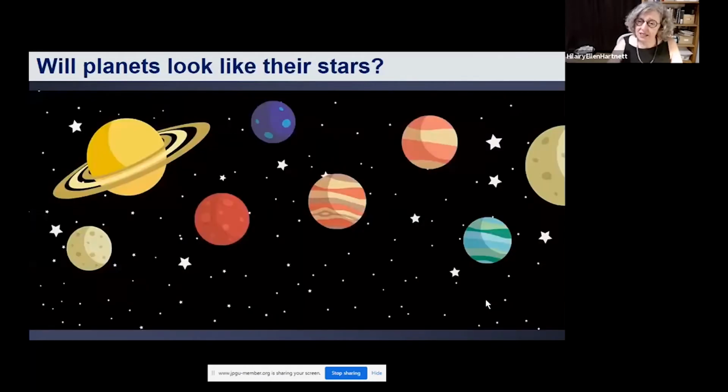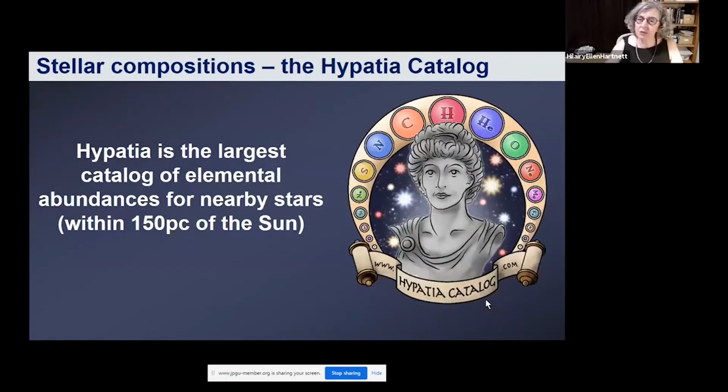For those planets around other stars, we will have to assume that the planet's composition is a lot like the composition of their stars. Fortunately, we have a very good database for stellar composition. The Hypatia catalog is the largest catalog of elemental abundances for nearby stars. And by nearby, I mean within about 150 parsecs of the sun. This is our sort of near neighbors in the galaxy.